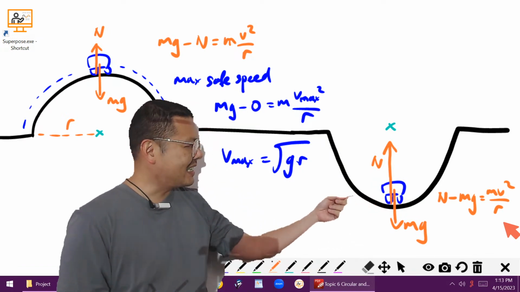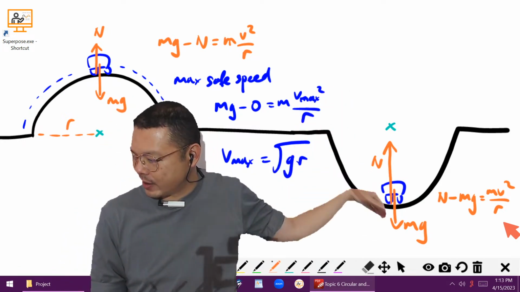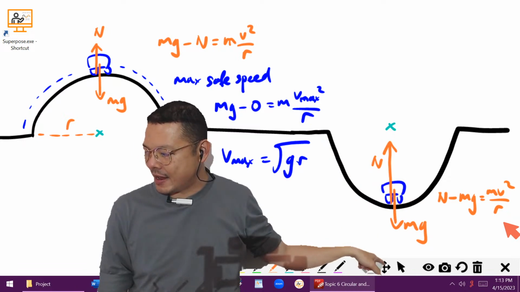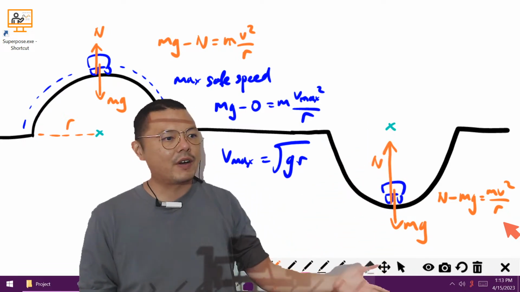Okay, there's no safe speed or anything like that. It's not going to fly off. If you're going into a well, the mg is bigger than the N, then the N is bigger than the mg at all times. It's not going to fly off anywhere.